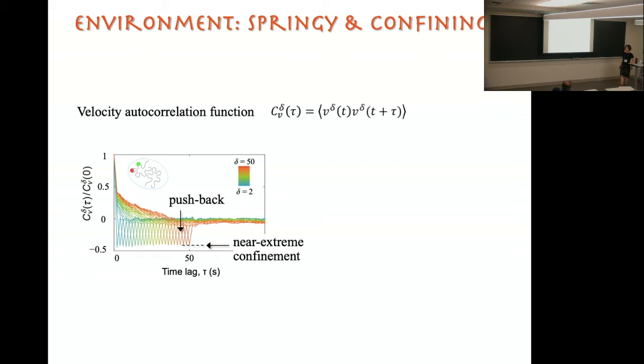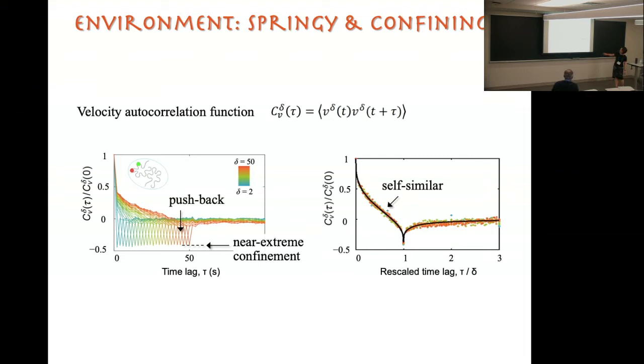The velocity correlation function exhibits a number of other interesting properties. For example, if we plot the velocity correlation against the rescaled time lag, tau over delta, they all collapse on the master curve, which is an indication of self-similarity, similar patterns in space and time. Is the velocity a 2D vector you are referring to here? So this is the radial component of the velocity.